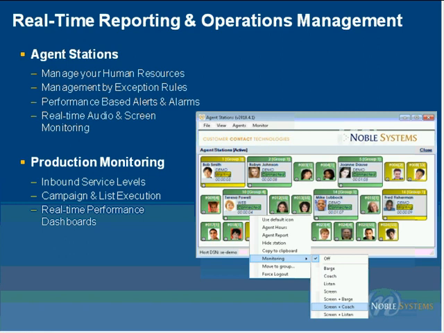For inbound service levels, we can give you the ASA or the percentage of calls that are answered in so many seconds, and then we can list the exceptions and identify when something exceeds that, so you can adjust the level of agents in a campaign in real time.